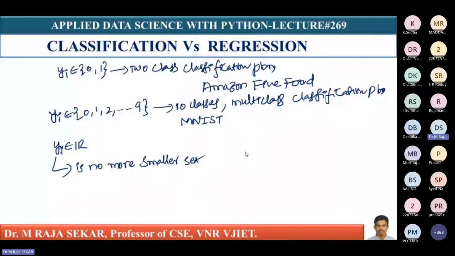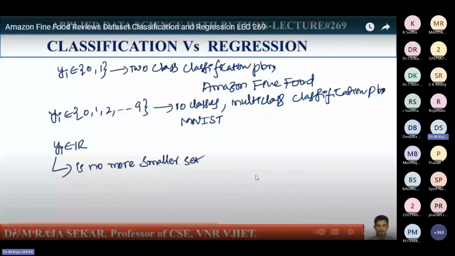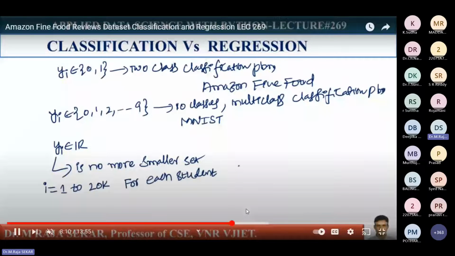Actually, in the case of yi, meaning the label, if it is positive or negative, that is 2 classes. If it is 0 to 9, 10 classes, that is a classification problem. If your yi belongs to the real number set, I can say that is a regression problem.